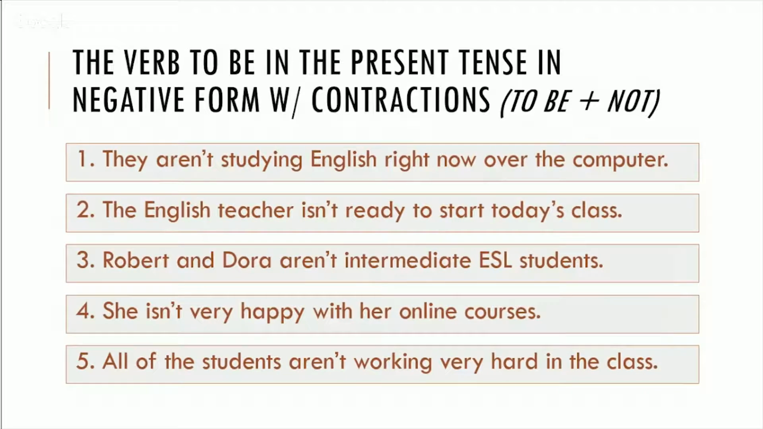What I'll do now is I will leave all five answers on the screen for maybe a minute or two so that you can copy them. If you don't know this or if you want it for more practice, I suggest you copy all five sentences so that you can see these sentences in the negative form. This is present tense, negative form with contractions. And now we're doing contractions with the verb to be plus not.